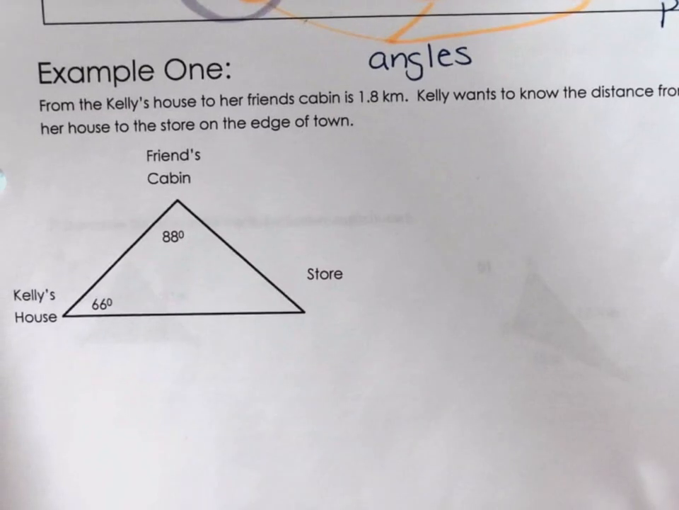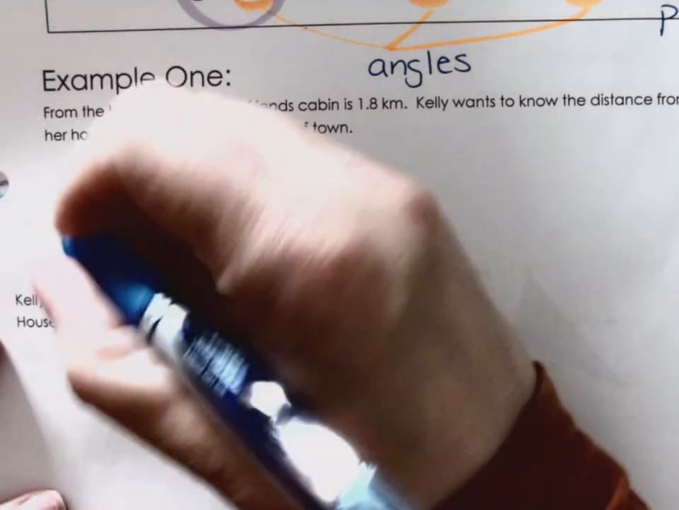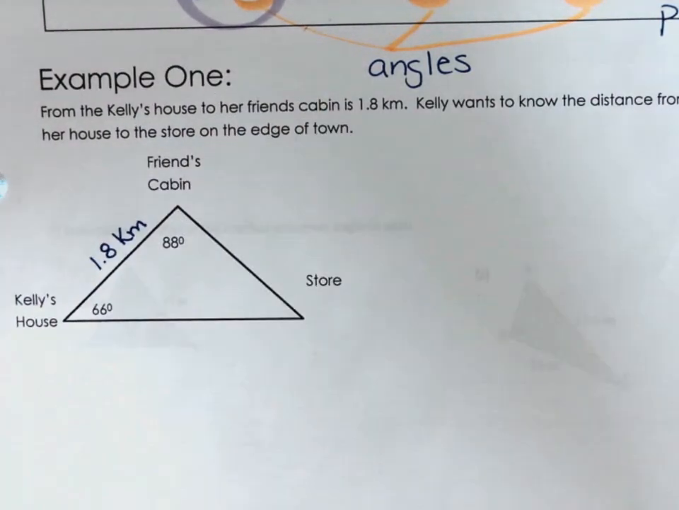Okay, here we go. From Kelly's house to her friend's cabin is 1.8 kilometers. So where are we going to label that on the triangle? On the left-hand side, right? Can we name them ABC? You can if you want to, if that helps you.